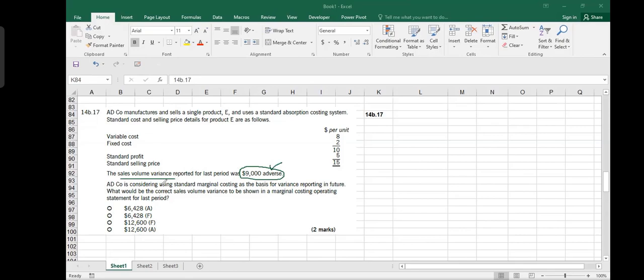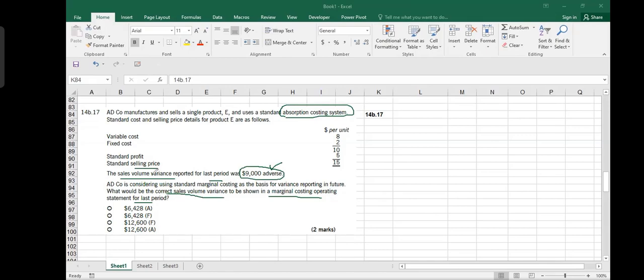AD company is considering using standard marginal costing as the basis for variance reporting in future. What would be the correct sales volume variance to be shown in a marginal costing operating statement for the last period? So this is what you have calculated, sales volume variance. This is based on absorption costing. And they ask us that if we have to report it on marginal costing, how much it would be.